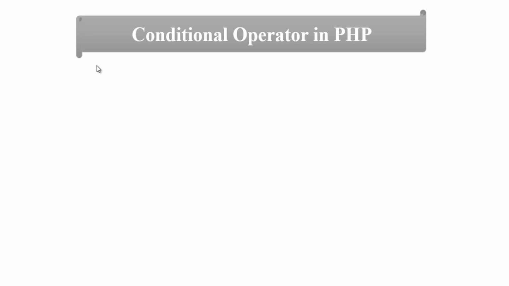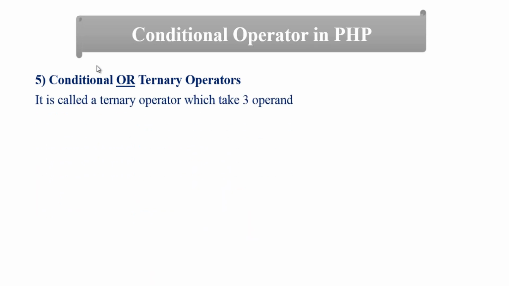Hi guys, in this class we will discuss the conditional operator in PHP. Conditional or ternary operators we can also say. It is called the ternary operator, which takes three operands. So operand, for example, a plus b.